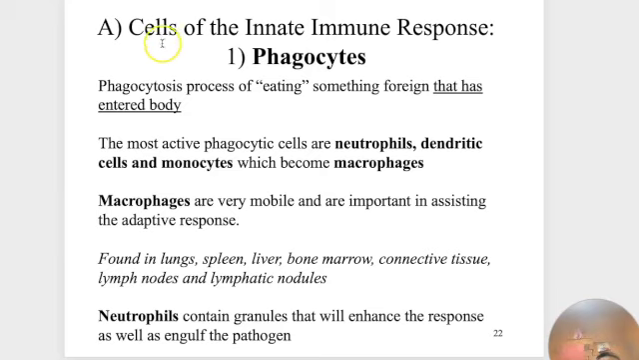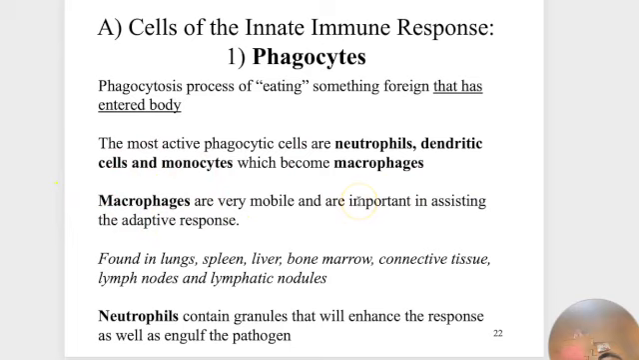Okay. Cells of the innate immune response. So innate, again, is the one that's rapid. First one would be the phagocyte. Phagocytosis is the process of eating something foreign that has entered the body. Most active phagocytes are neutrophils, dendritic cells, and monocytes, which then will become macrophages.